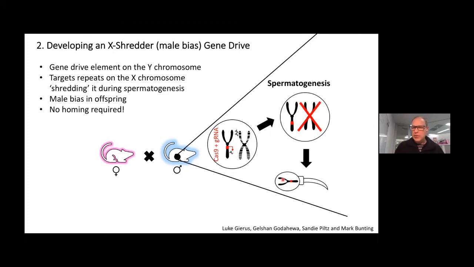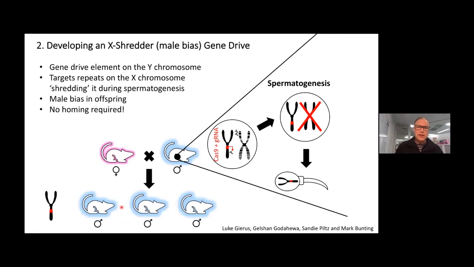So if that all goes according to plan, what happens is that you only generate sperm with a Y chromosome, and that Y chromosome contains the CRISPR gene drive, which means that in the next generation, from any cross between a wild type female and a gene drive male, you only generate males, and they all contain the gene drive. So in other words, it'll spread and it'll only generate males.